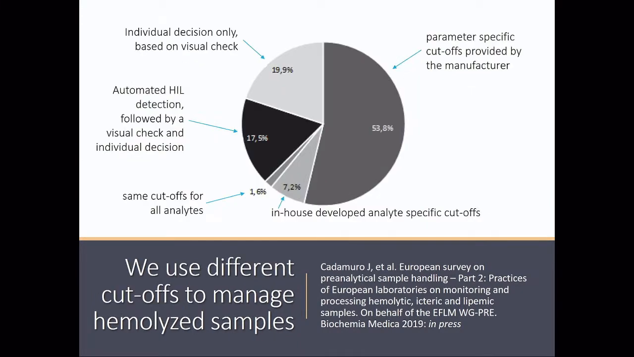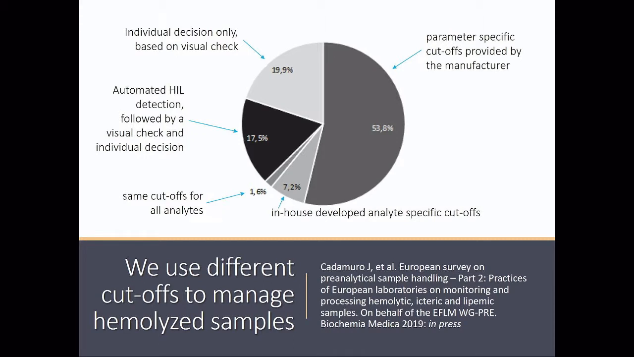So not only do we detect hemolysis in different ways, not only do we define what is hemolysis and manage hemolysis in different ways, but we also use different cutoffs to make those decisions, whether we will release the test, accept the sample for testing, or reject the sample for testing. So when we asked laboratories which cutoffs they use to manage hemolyzed samples, half of the laboratories said, well, we use parameter-specific cutoffs provided by the manufacturer. Then there was a minor proportion of laboratories which are using in-house developed cutoffs for particular assays.